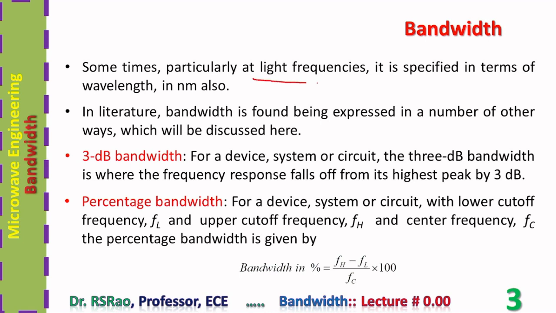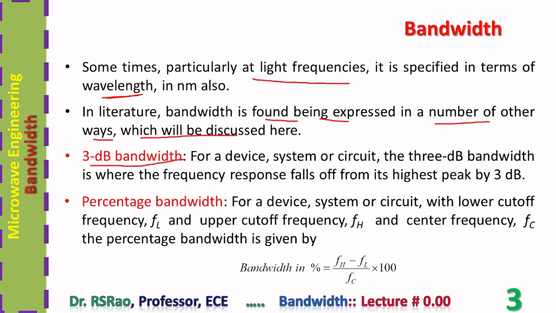Sometimes, particularly at light frequencies, bandwidth is specified in wavelength. Recollect, light is specified in wavelengths, whereas microwaves are specified in frequencies. In the light range, therefore, bandwidth is specified in wavelengths, in nanometers. In microwaves, as they are specified in frequencies, bandwidth is specified in frequencies, in hertz. In literature, bandwidth is found being expressed in a number of other ways, which will be given here.